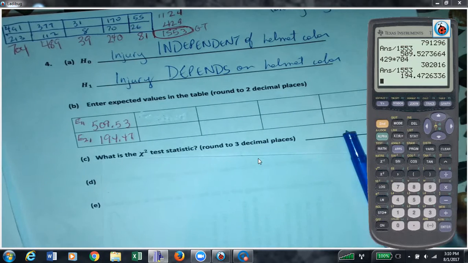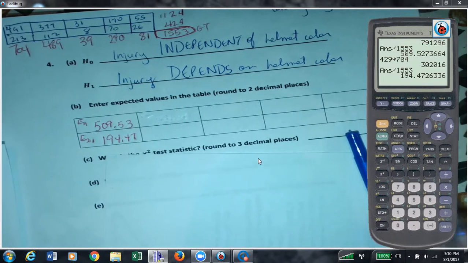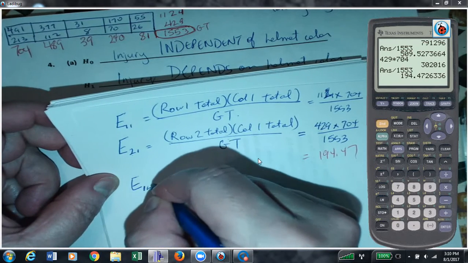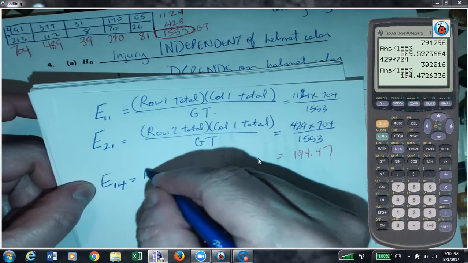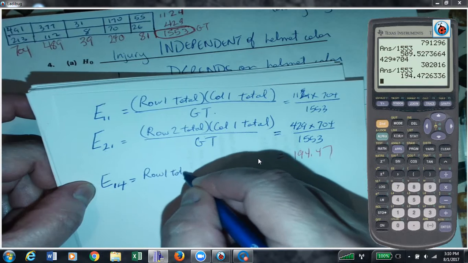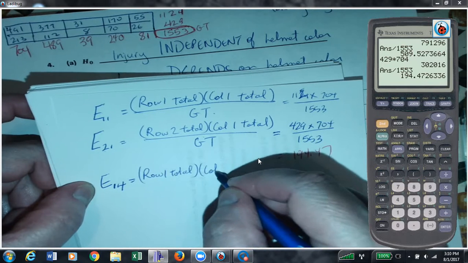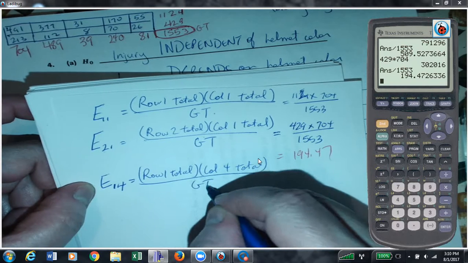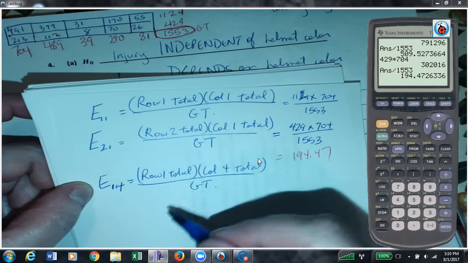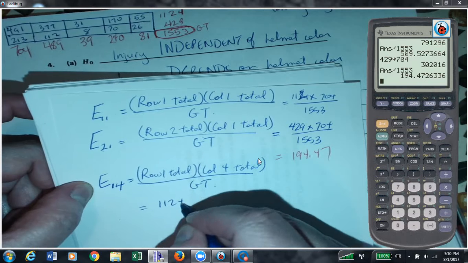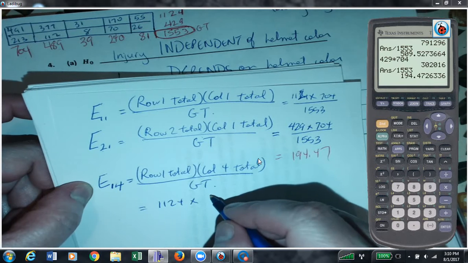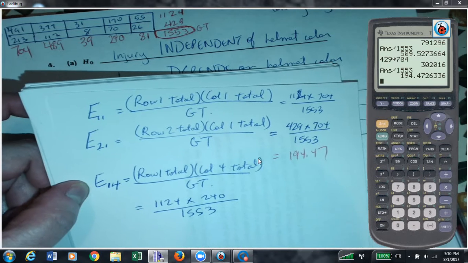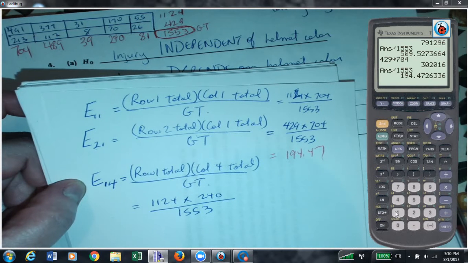So let me do another random one. How about row 1, column 4? What is the expected value in row 1, column 4? It would be the row 1 total times the column 4 total, all divided by the grand total. So that would be row 1 total, 1124, times column 4 total, which is 240, divided by 1553. And let's see what we get there.